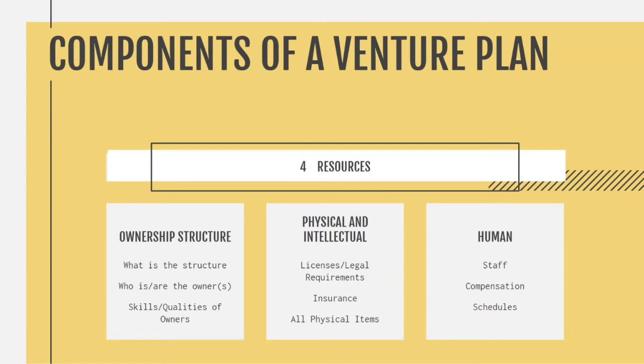The reason it says intellectual is that not all of those things are going to be physical items. Very important things are going to be licensing or other legal requirements for your business, as well as insurance for your business. Investors are going to be looking that those things are listed, researched, understood.